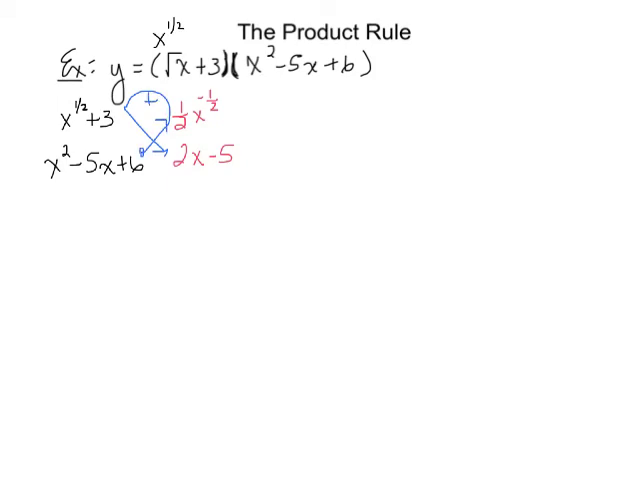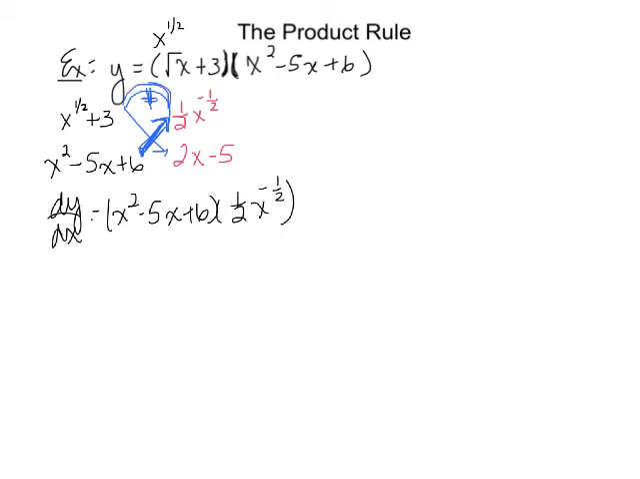Okay, starting down in the lower left, I multiply across. Okay, from lower left to upper right. So the derivative is x squared minus 5x plus 6 times 1/2 x to the negative 1/2, plus. Right, so I come over now to this side, that's where I add. Plus x to the 1/2 plus 3 times 2x minus 5. Okay.